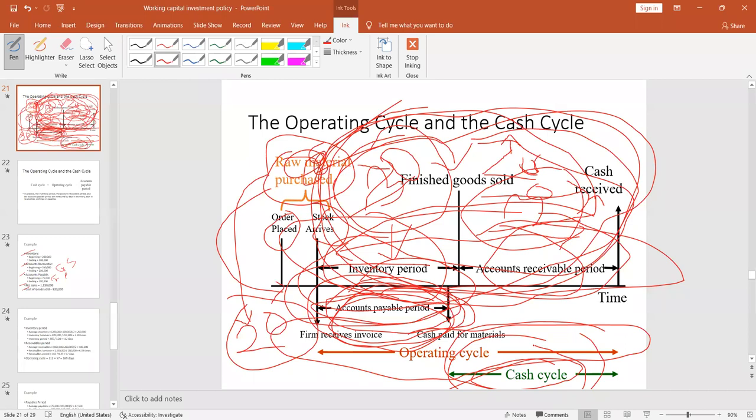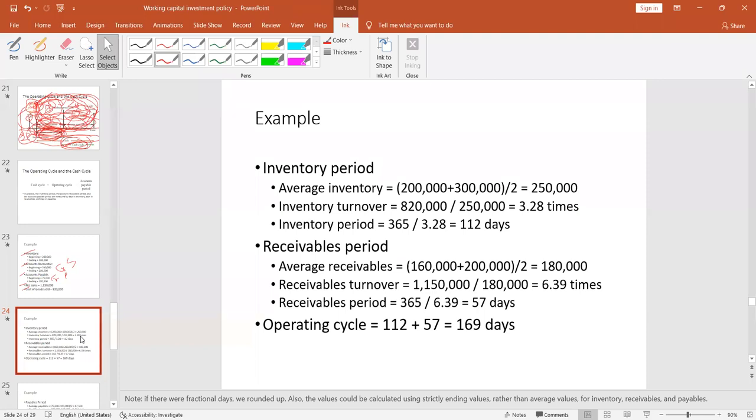Cash cycle. So you have to remember, why do you have a problem? You are given all this information. Your job is to determine separately the inventory period, account receivable period, and accounts payable period. Only then you can calculate the cash cycle. So for this, first we are going to calculate the inventory period. Then we are going to calculate the receivable period. Then we are going to calculate the operating cycle.